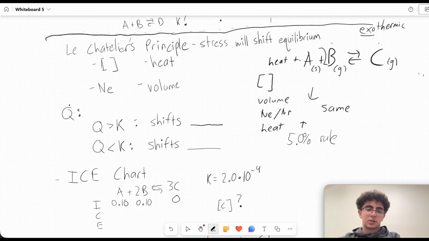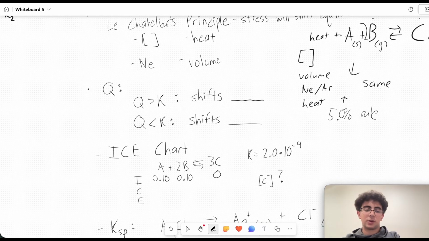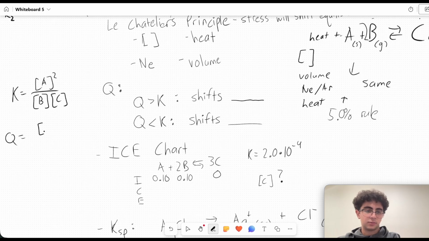Next thing we're going to talk about is called the reaction quotient. The reaction quotient is a fancy way of saying it's the same exact calculation as K. So if the way you calculated K in one problem was the concentration of A squared over B times C, then the way you'd calculate Q is going to be the concentration of A squared over B times C. It's the same thing. So what does it even mean, you may ask?